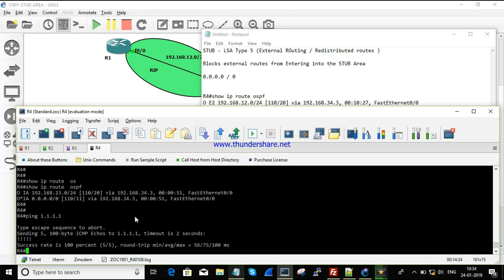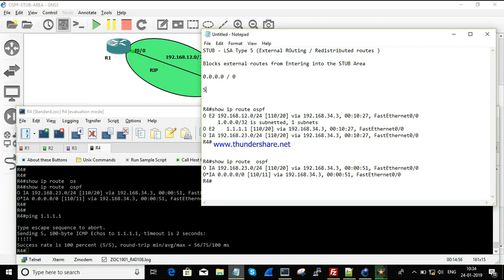A stub helps you to avoid type 5 LSAs and reduce the routing table, and at the same time it helps you reach a particular destination. Instead of type 5 LSAs, it will create a default route which helps you reach a particular destination. So this is what a stub is about, and to be noted, a stub cannot be configured in the backbone area. Backbone, which is nothing but area 0.